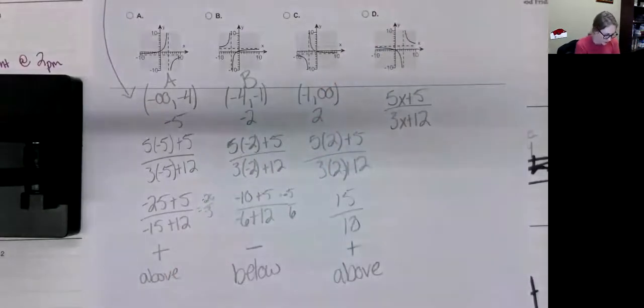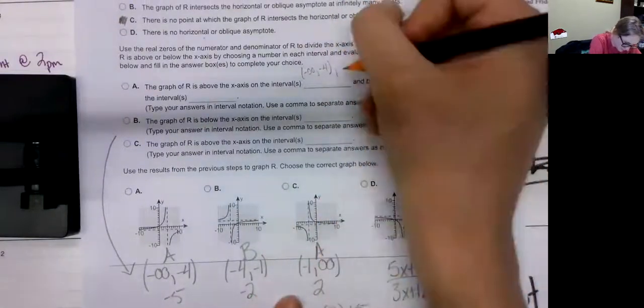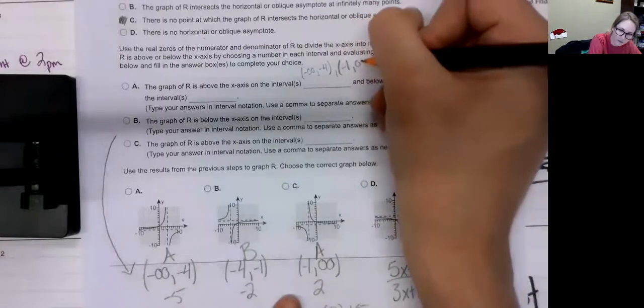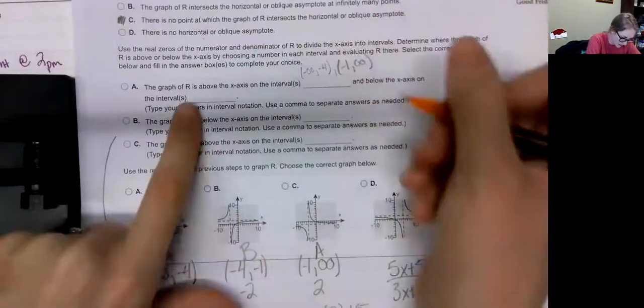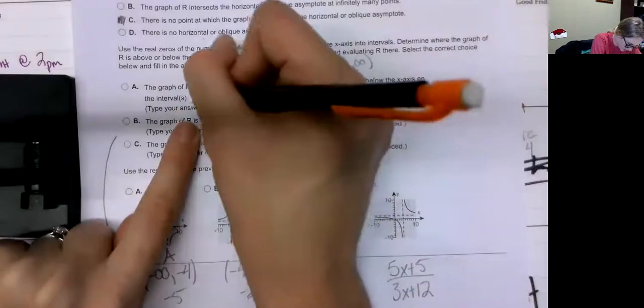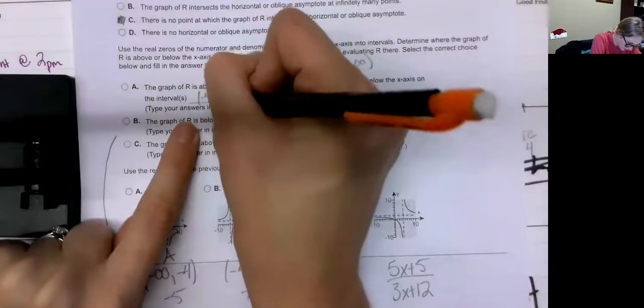So when we go to do our intervals, the graph is above the axis on the intervals negative infinity to -4. And it's above on -1 to infinity. And then it is below on -4 to -1.